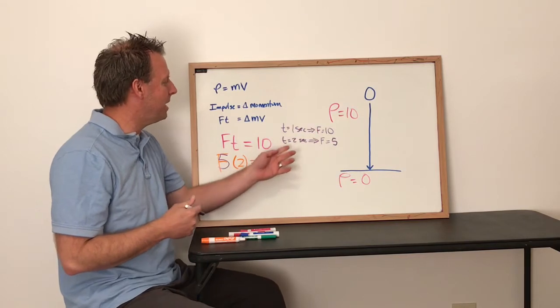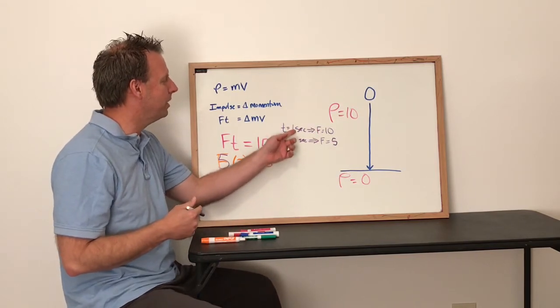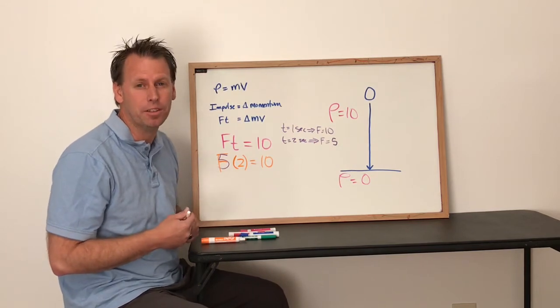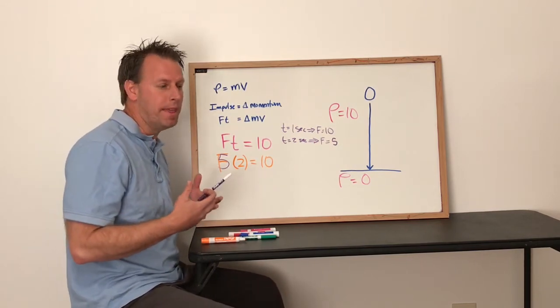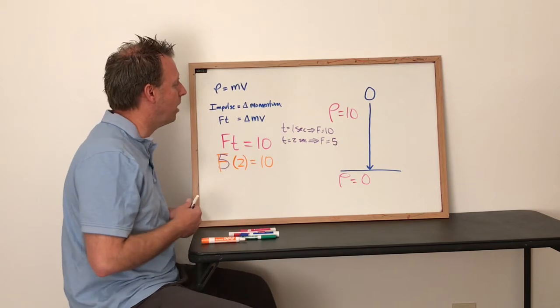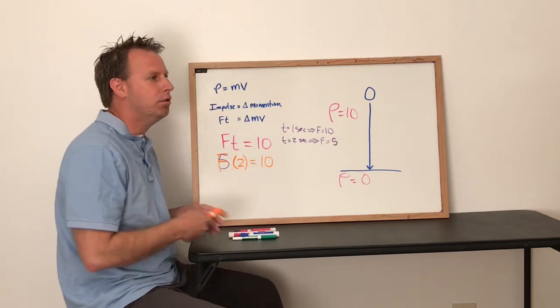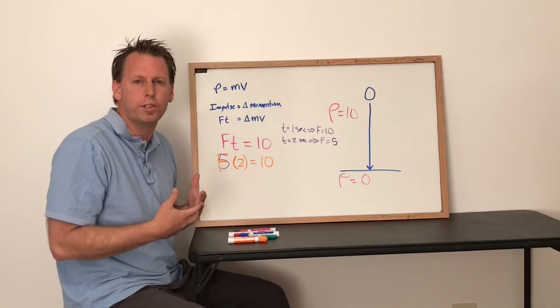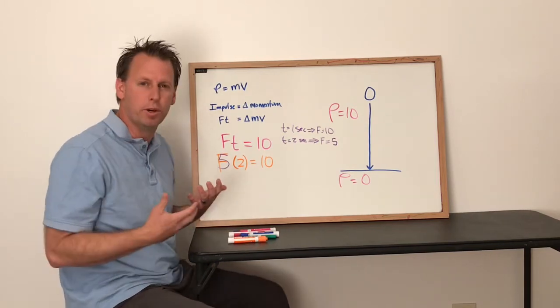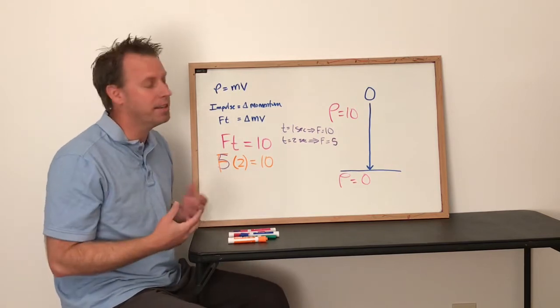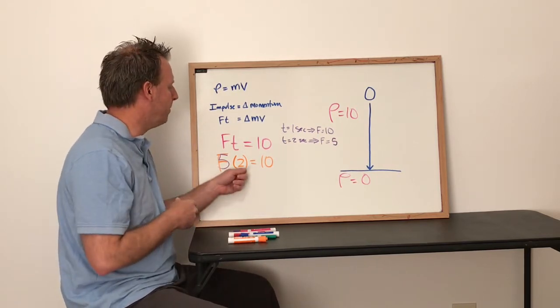By doubling the amount of time that it takes to stop, I've actually decreased the force in half. This is pretty awesome, right? Remember, that's one of the ways that we want to try to help our egg, is to decrease the amount of force that the egg experiences, right? So if we can keep force low, hopefully the egg doesn't break. And so we do that by extending the time.